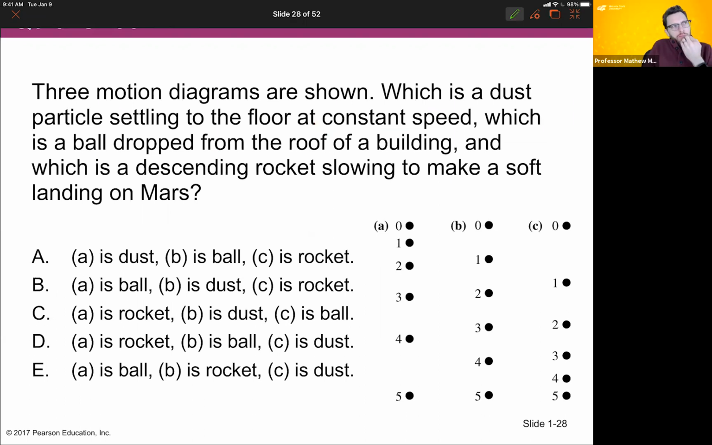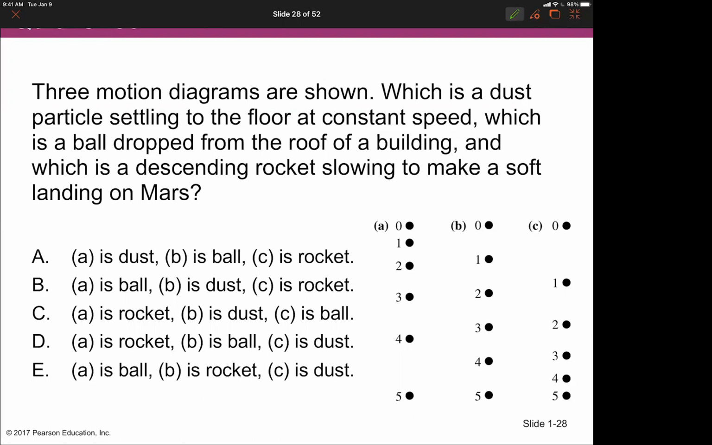Okay, what about this one? So I have three motion diagrams on the right-hand side of this plot. One of them is a motion diagram of, say, a speck of dust settling slowly to the floor at a constant speed. One is a ball being dropped from the roof of a building, and one is a rocket ship that's descending slowly to make a soft landing. Sorry, it's a landing rocket ship.